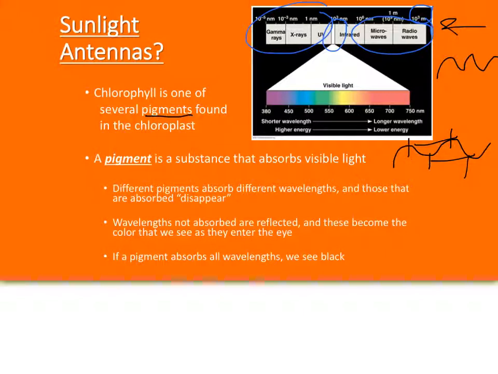Now, if a pigment absorbs all the wavelengths, then you see black. If a pigment absorbs none of the wavelengths, you see white. But if a pigment absorbs some of them, you get a particular color. Let's look at how this works on the next slide.